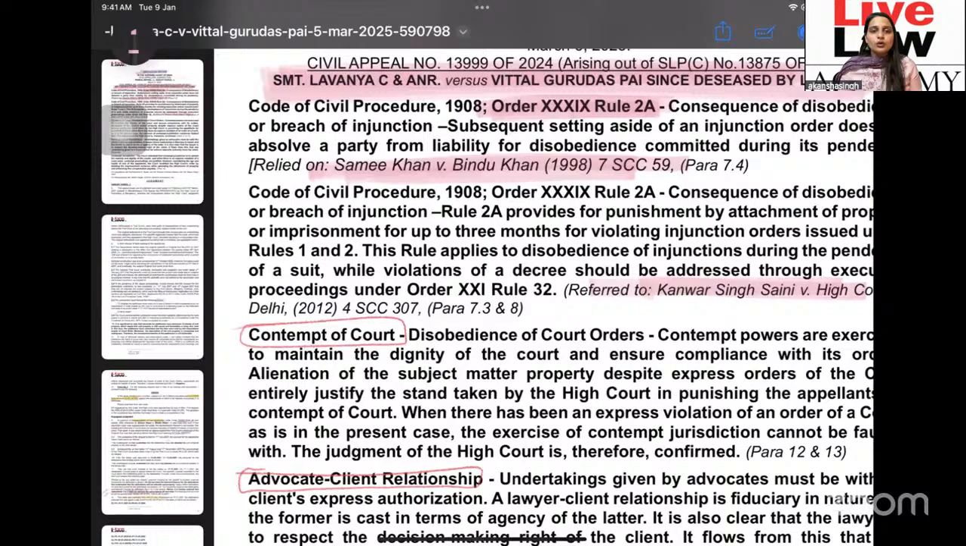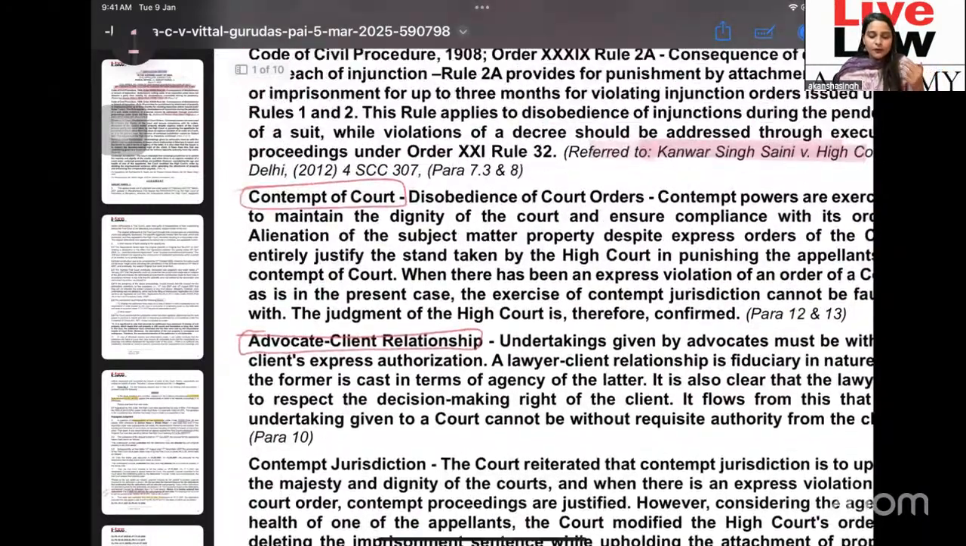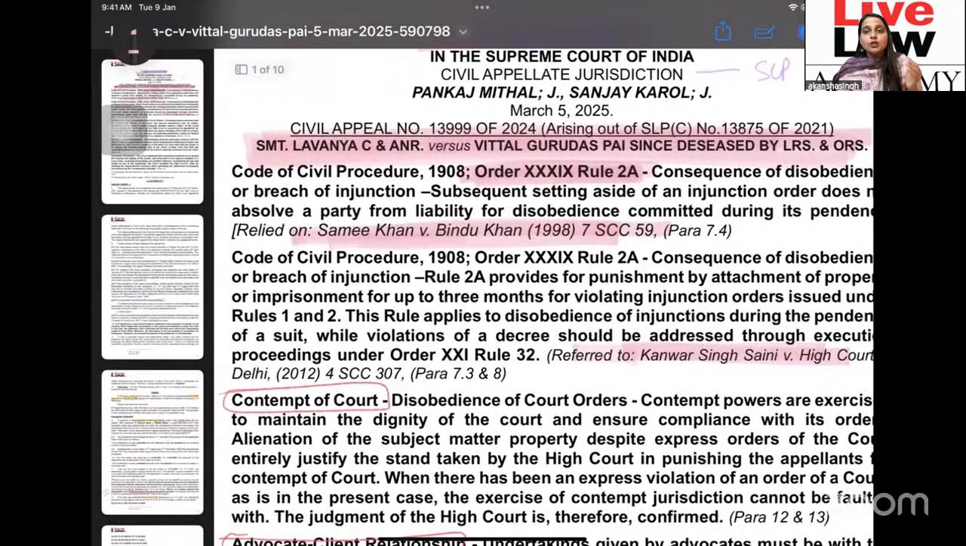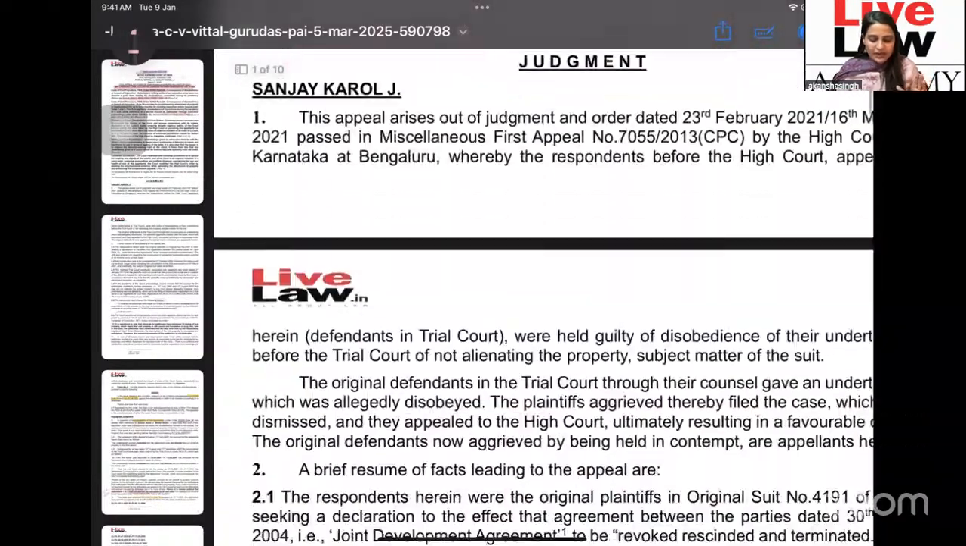So as I told you, if you only read the bold part, okay, the judgment has not even started, if you only read the bold part of it, you will get an idea as to why is this important for your exam. Okay, so let's begin, what all have been addressed here.